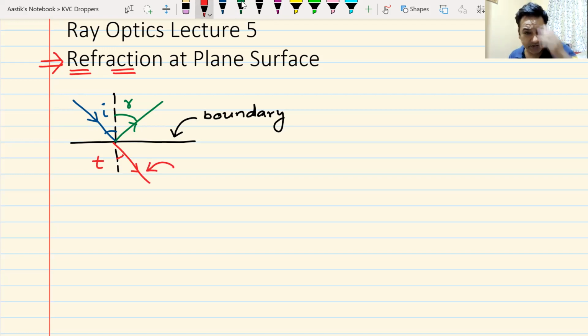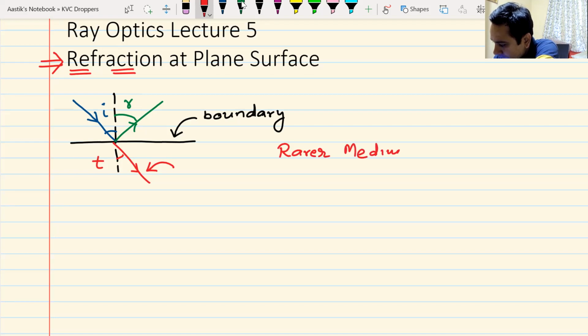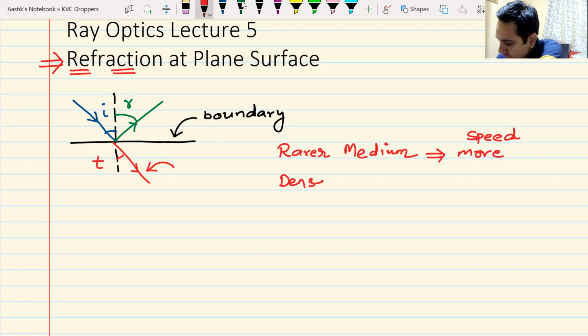When light moves from one medium to another, the speeds of light in different mediums are different. Light travels fastest in vacuum, but in any other medium the speed is less. The medium in which speed is more is known as rarer medium. Have you heard the term rarer medium? Rarer medium is a medium where the speed of light is more. Then we have denser medium, and in a denser medium, the speed of light is less.